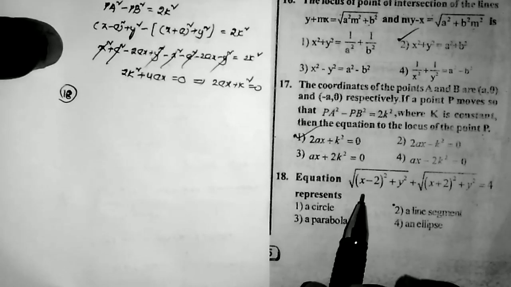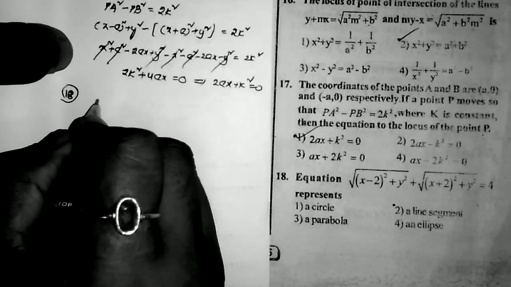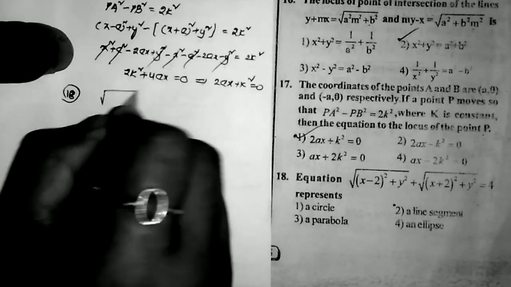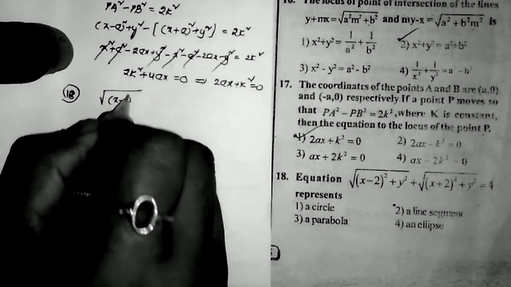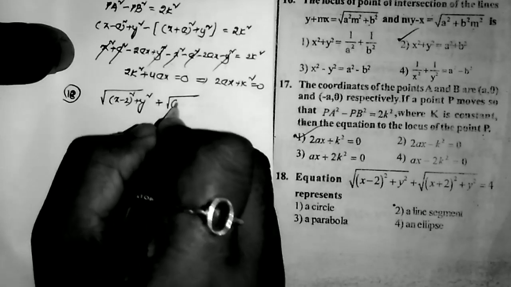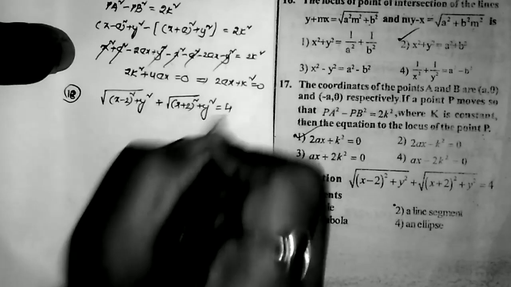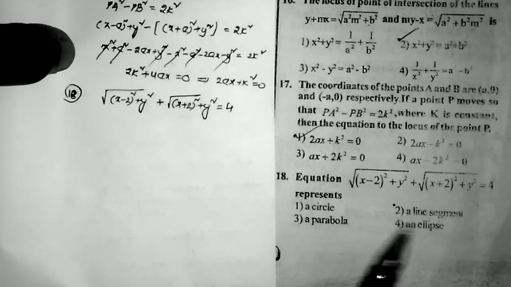Sum number 18. √((x - 2)² + y²) + √((x + 2)² + y²) represents. Here one equation is given, which is √((x - 2)² + y²) + √((x + 2)² + y²) = 4. This is the given equation. Now what is it? Is it a circle or a line segment?